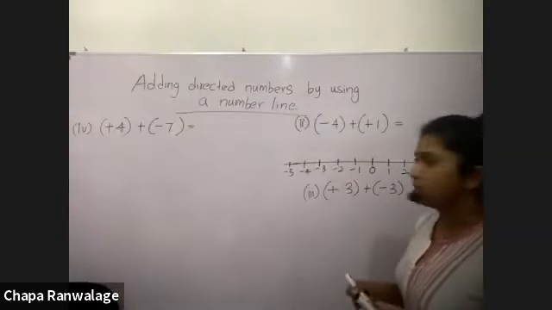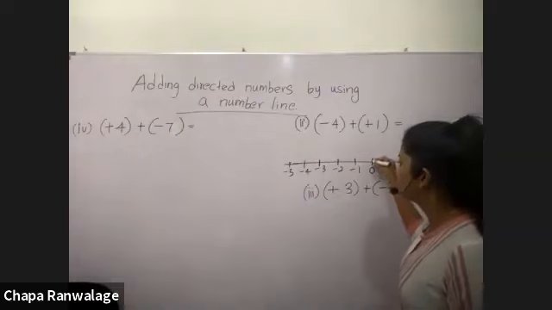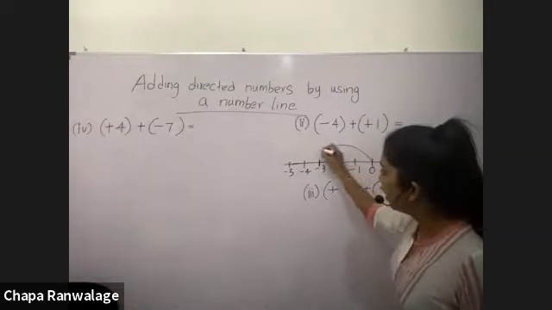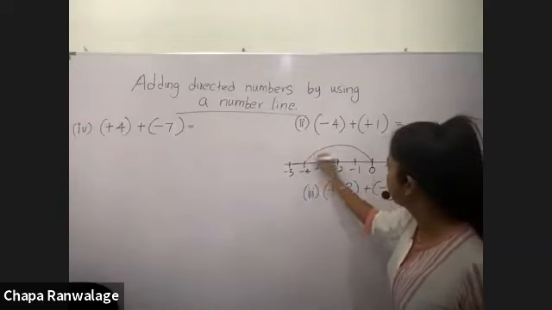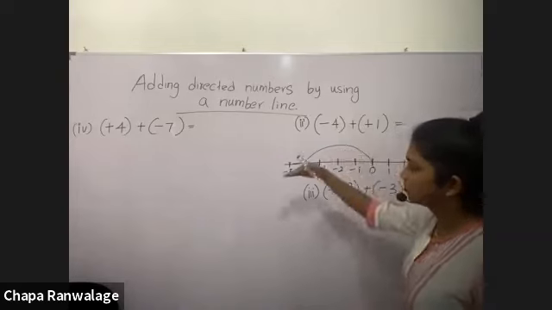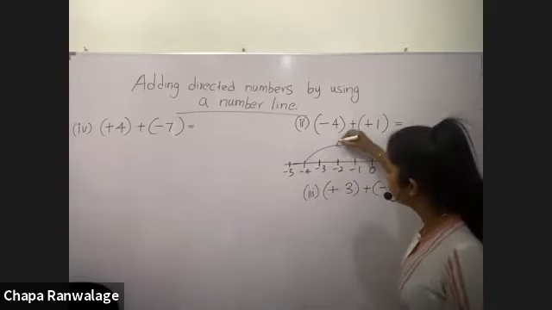I have to start from 0. Okay, I start from 0. Then go to the left side, minus 5. Mark the direction. What is the direction? Left side. Okay.